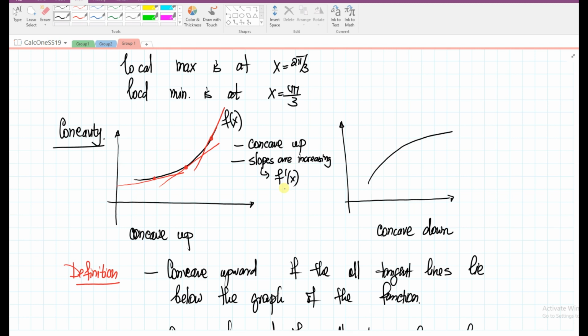So how do I know whether this is increasing? By taking the derivative of this and checking whether this is positive or negative, right? Okay, so this is positive, this is increasing, the slope is increasing. If f double prime of x is positive, it means that your f prime of x is increasing. Right? Yes.